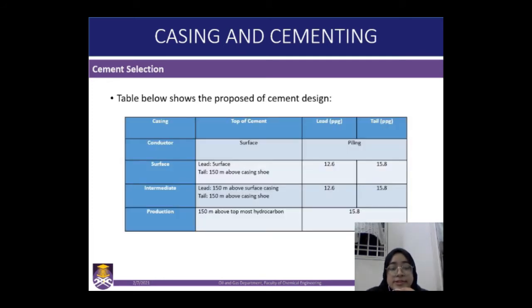The table below shows the purpose of the cement design, which is for each type of casing, and we can see the top of cement and the values for the lead and tail for the cement design.